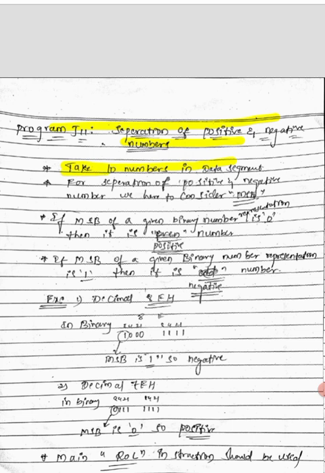I am taking 10 numbers in the data segment, and we have to separate which are positive numbers and which are negative numbers by writing a program. So what is that? Let us see.